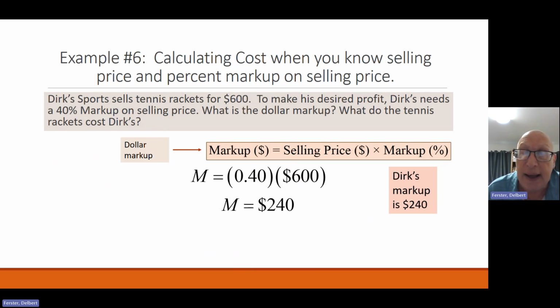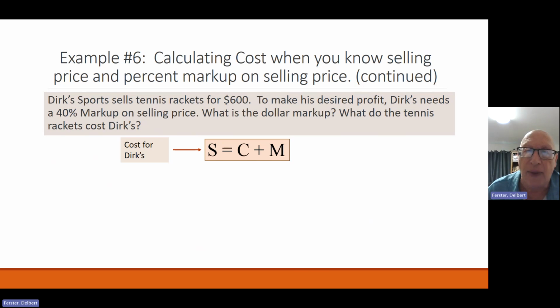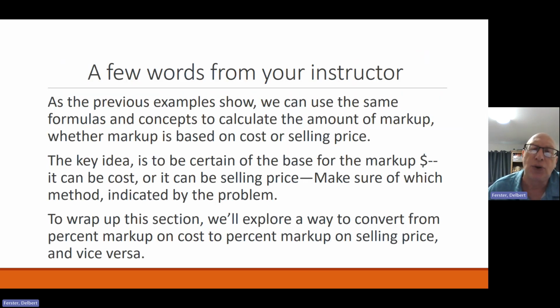Again, I think intuitively, it's not hard for us to figure out what the racket cost Dirk, but if you want the comfort of a formula, you certainly can roll with it. The selling price is $600. We just figured out that his markup was $240, and that tells us that if we subtract out, it cost Dirk $360 to get the tennis racket into his store. So as you're playing through here, it's important to realize that sometimes the formulas are our lifeblood. Sometimes I'm not so sure that we really need a formula, like we saw in that last problem. It's pretty intuitive to just subtract and find the difference between cost and selling price.